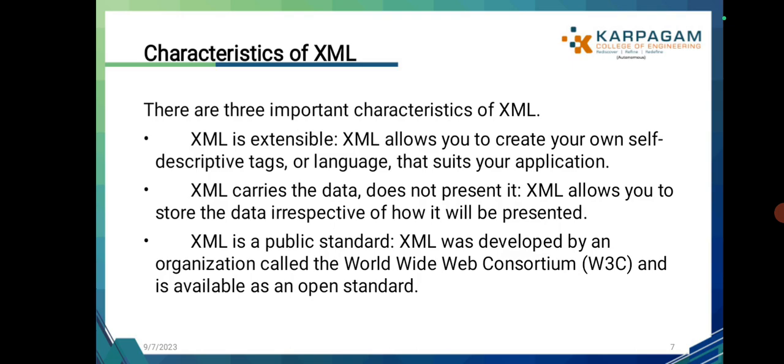There are three important characteristics of XML. XML is extensible because it allows you to create your own self-descriptive tags or language that suits your application. XML carries the data because it does not present it. XML allows you to store the data irrespective of how it will be presented. XML is a public standard because it was developed by an organization called the W3C, which means World Wide Web Consortium, and is available as an open standard.